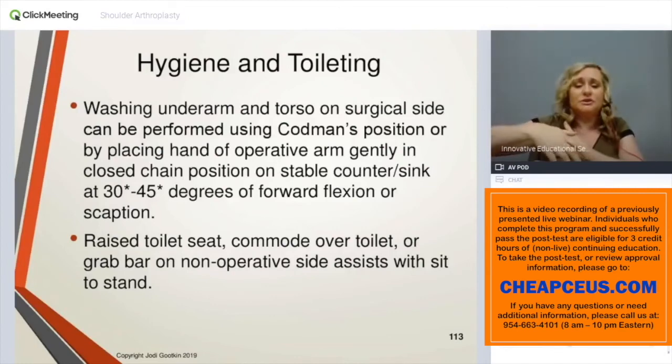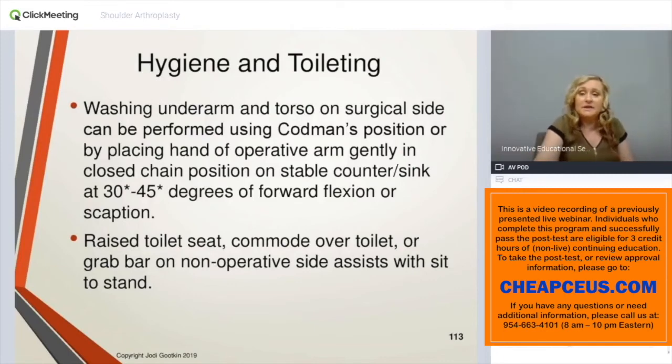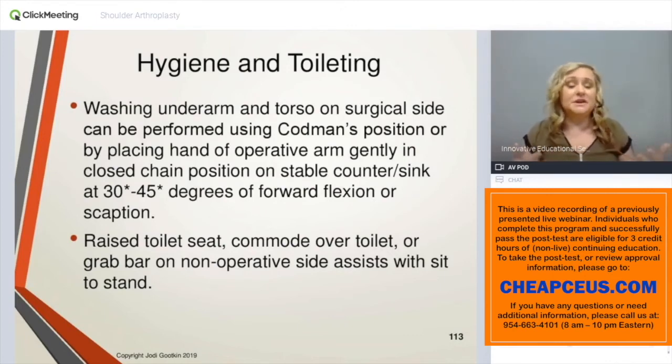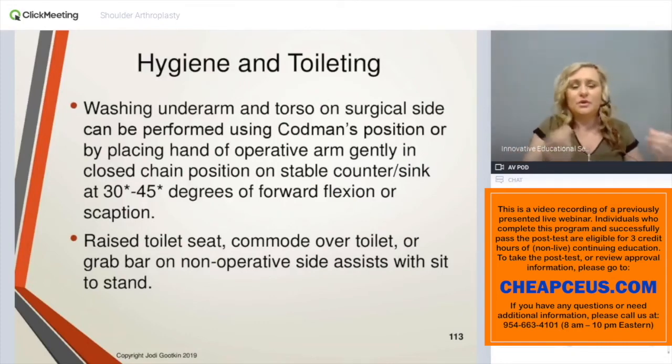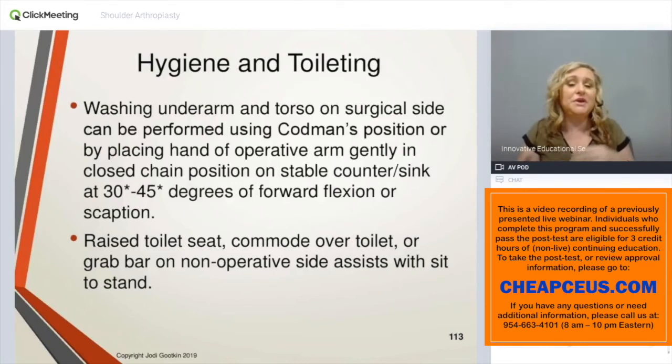So when they're going to wash under their operative side, if they can't lift their arm up, well, maybe you teach them to rest, not wait there, and maybe they step back, and that gives them some range so they can clean. Or maybe they use a Codman's position. Consider, do they need a raised toilet seat? Maybe they use disposable or flushable wipes for cleaning or for toileting. And consider those reaching risks. Maybe they need to change the orientation of their bathroom.